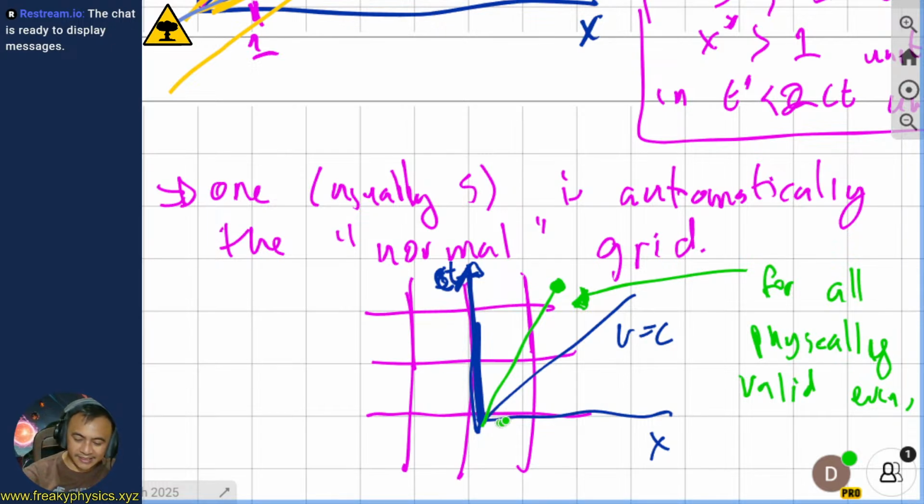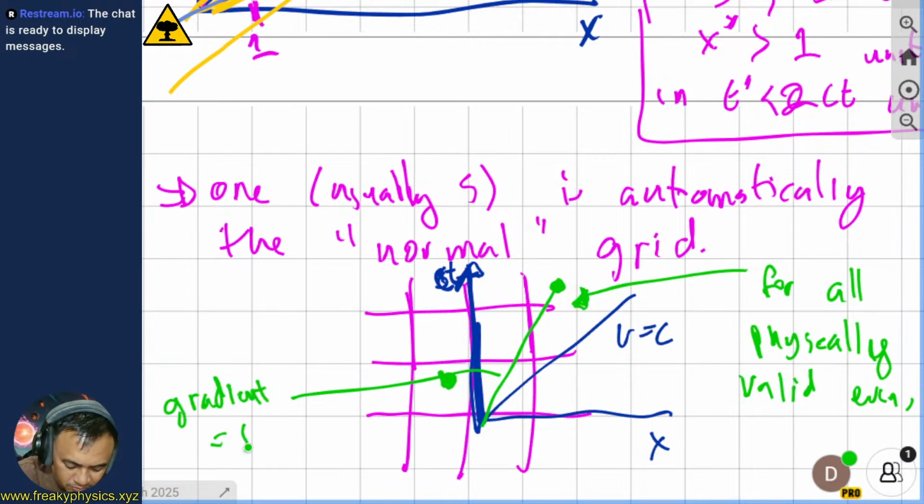This can happen, but I'll just draw this here. This can happen, but it does not mean anything physically that we have observed yet. We'll get to what that means in a while. As long as it is within the v equals c and CT lines, it's correct. And the second thing about this line is that the gradient equals 1 over v, the speed of the object.